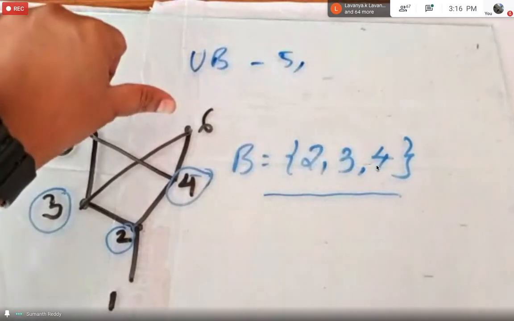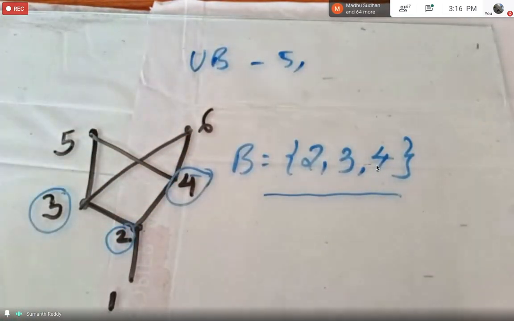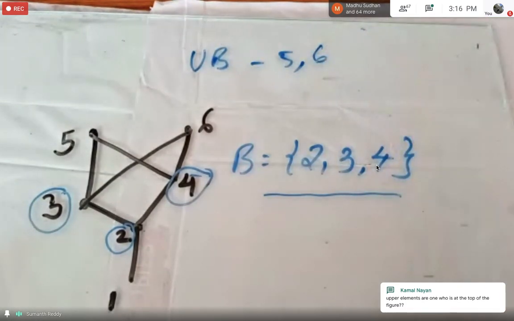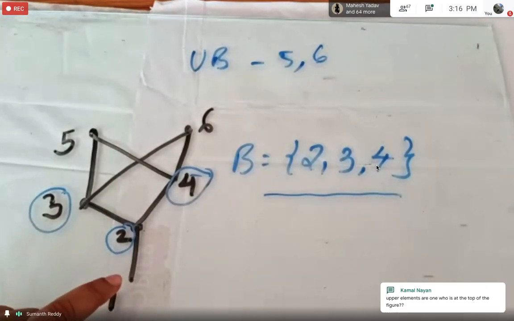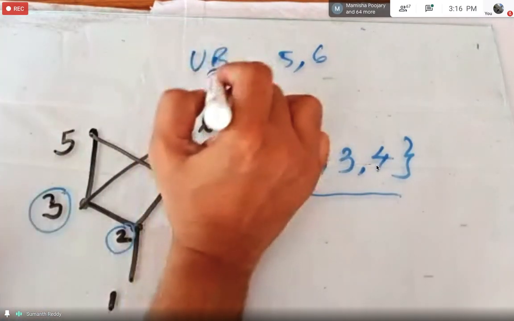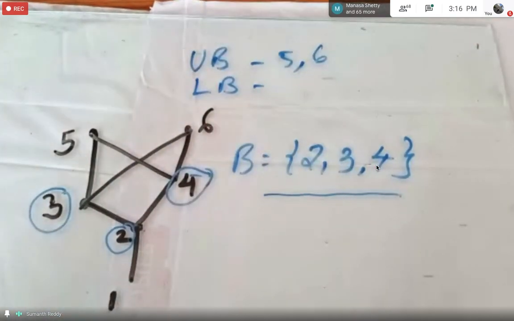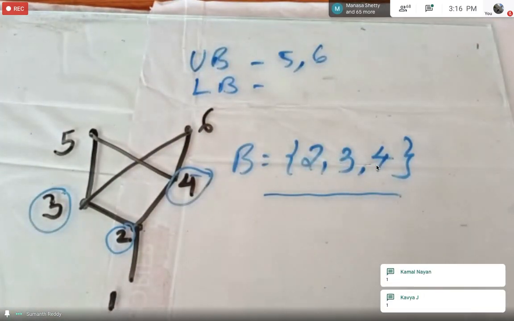And then even 6 is related with 3, 6 is related with 4, and 6 is also related with 2. So even 6 is also valid. 1, no, it is not related with, it is related by. Okay, fine. So you got the meaning of upper bound elements. Very good. So now, students, can you answer me which are all the lower bound elements?